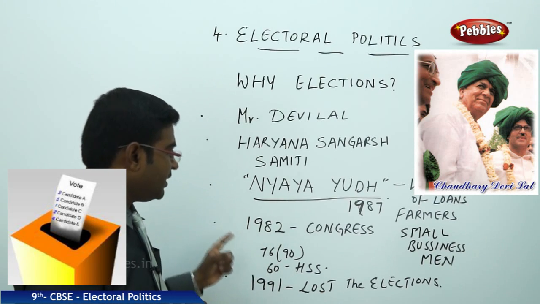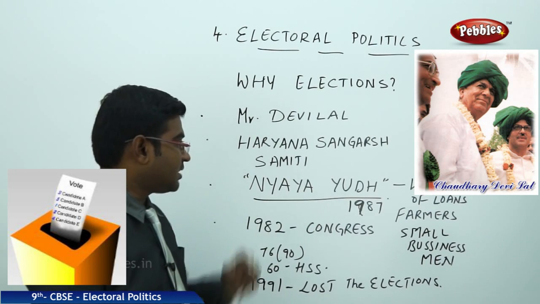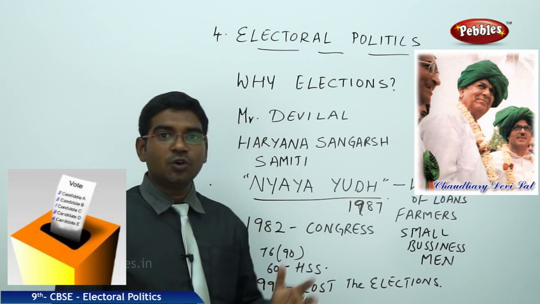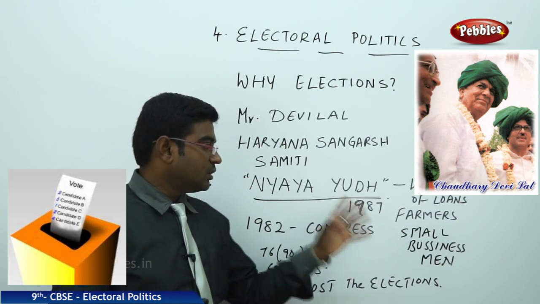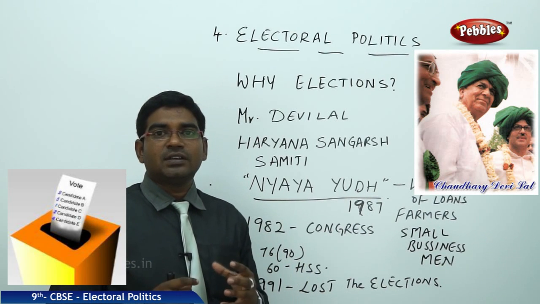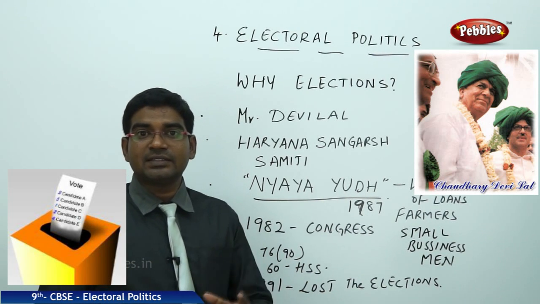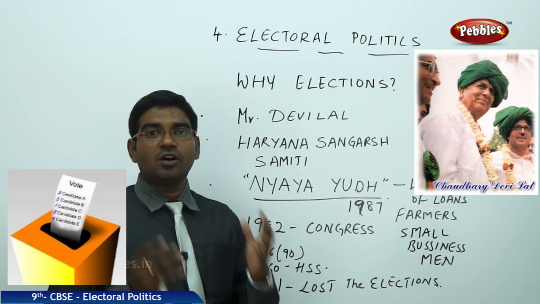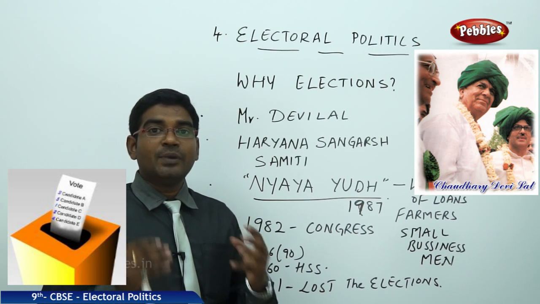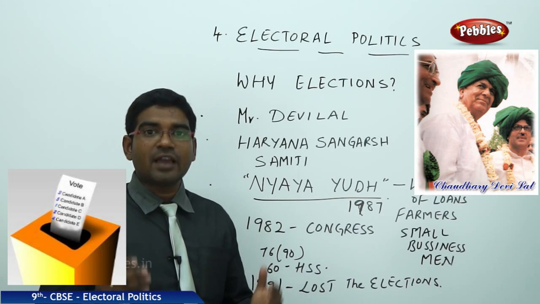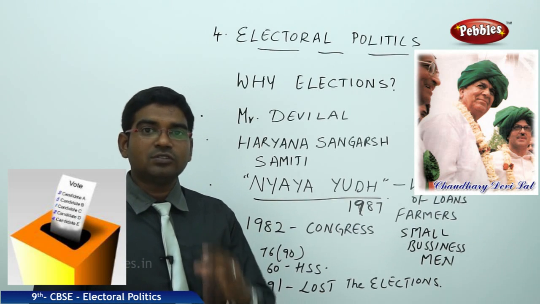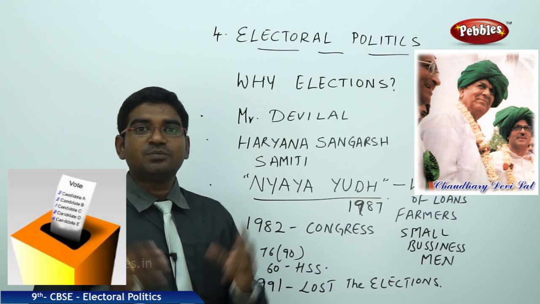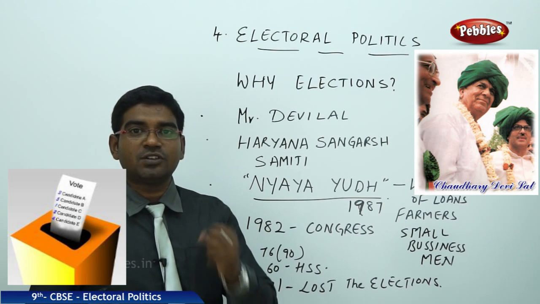When he organized this campaign of Naya Yudh in 1987, he gave a large promise, that he would waive off the loans of the farmers and also the small businessmen. With the dissatisfaction towards the existing government policies and the great hope of waiving away of their loans, which were a burden for the farmers because of the lack of rains at that time, and also for the businessmen who were paying a high rate of interest to the money lenders, this man appeared to be a messenger to save them.